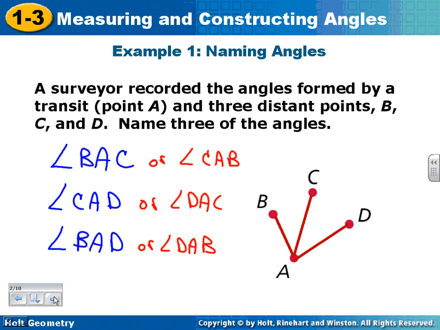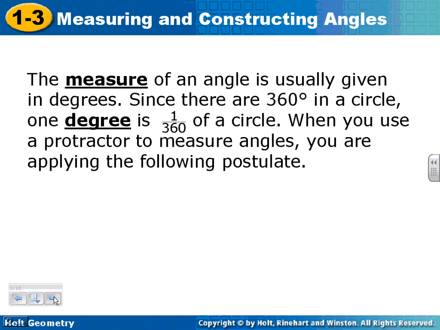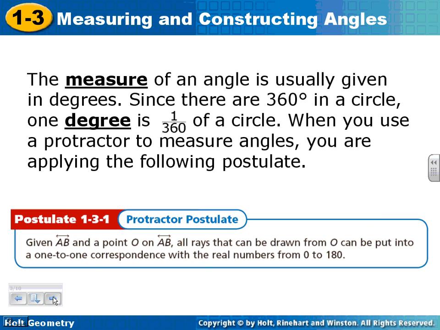On your next slide, the measure of an angle is usually given in degrees. Usually, because if you go into trigonometry, it's going to be in what's called radians. But for this class, it's always going to be degrees. Since there are 360 degrees in a circle, 1 degree is 1/360th of a circle. When you use a protractor to measure angles, you are applying the following postulate.